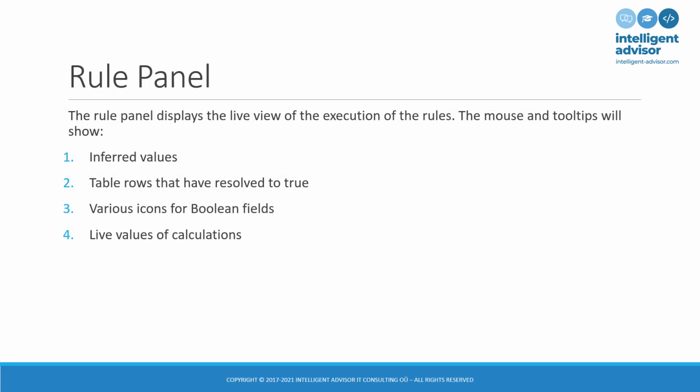The rule panel on the right-hand side therefore displays the real live view of the execution of your rules. There are lots of different tooltips and other features that can be visualized when using the mouse. We're going to walk through the 4 key items about using the rule panel.